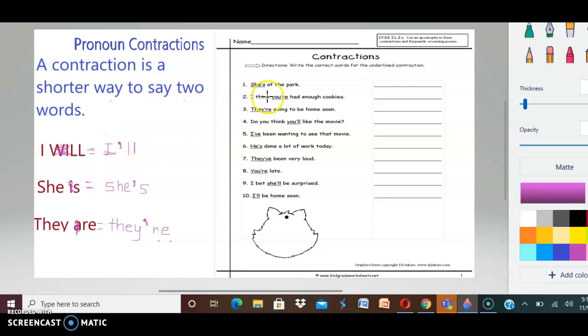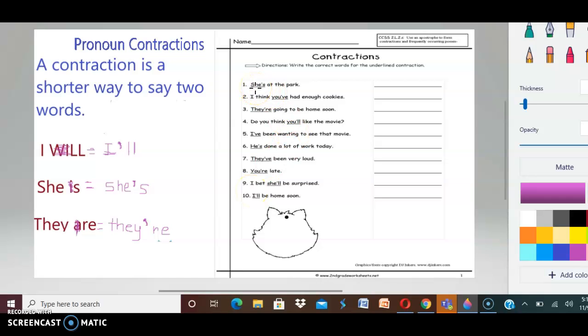You're going to write the correct version for the contractions that are already here on this worksheet. Please open up your language arts notebook, write everything out clearly, give me some really neat handwriting, and we're going to do number 1 together. You will finish from 2 to 10, and you send me a picture of this so I can check it.